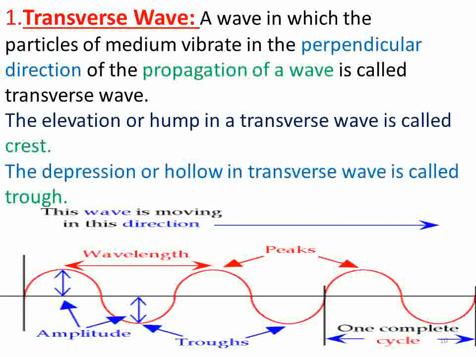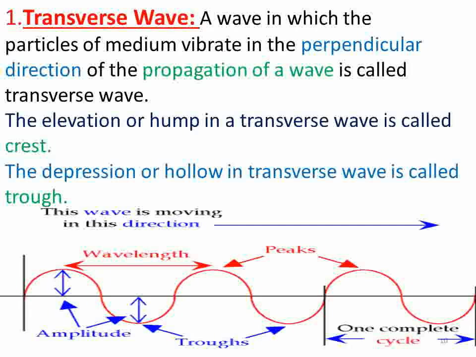Transverse wave: a wave in which the particles of the medium vibrate in the perpendicular direction of the propagation. Propagation means traveling of the wave. The elevation or hump, that is up and down, in a transverse wave is called a crest. Crest is the upward portion above the mean position, and depression, below the mean position, in a transverse wave is called a trough, as shown in the figure.